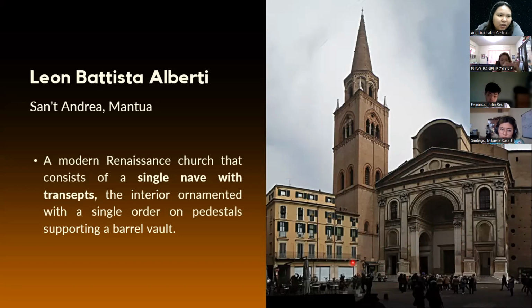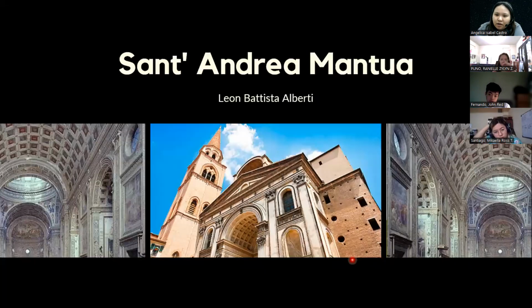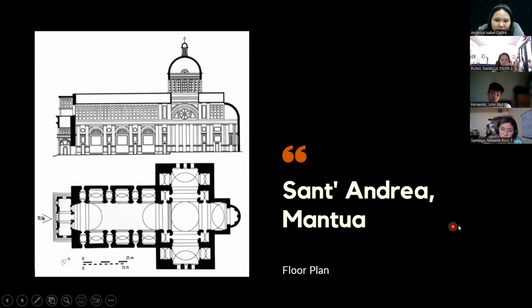Questions, comments, suggestions. If your question is answerable by next week's discussion, I will let you know, and that will be a homework for you. So this is Sant'Andrea in Mantua. Here, I actually managed to get an interior. So it's a single barrel vault. It's a single nave with a transept. This is your plan. Single vault with a transept.